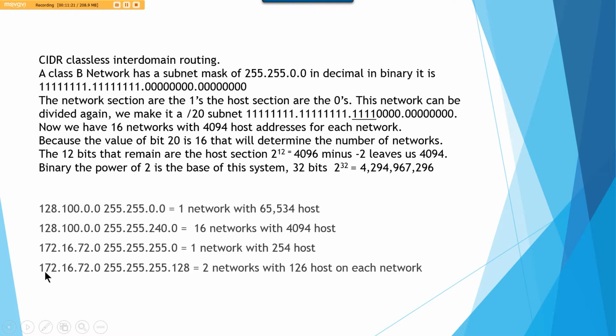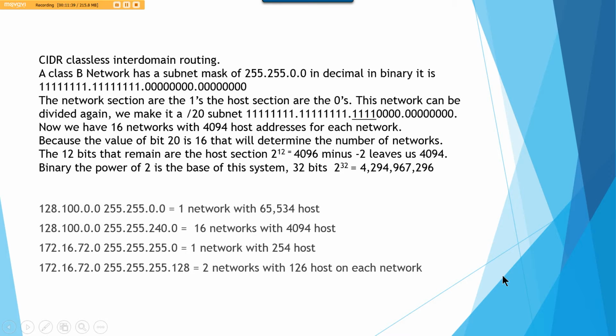So you would go and you would do 172.16.72.0, and you say 255.255.255.128. Now that's going to give you two networks with 126 hosts on each network.